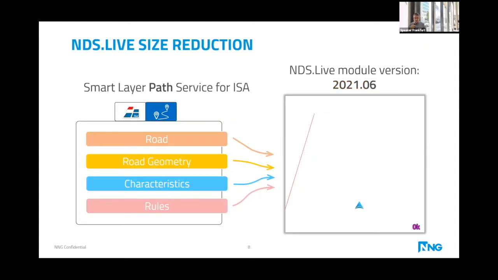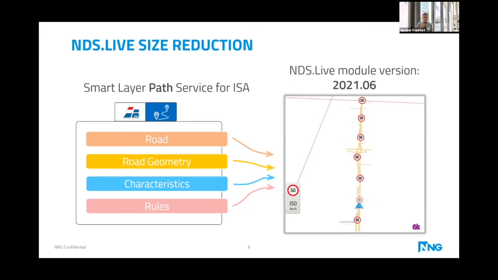But the main benefit of using NDS.Live is that we have more flexibility in working on future map use cases, and this is the smart layer path service. We are fetching the same data layers, so road geometry, characteristics, and rules, because these are the data layers that are required for the ISA use case.